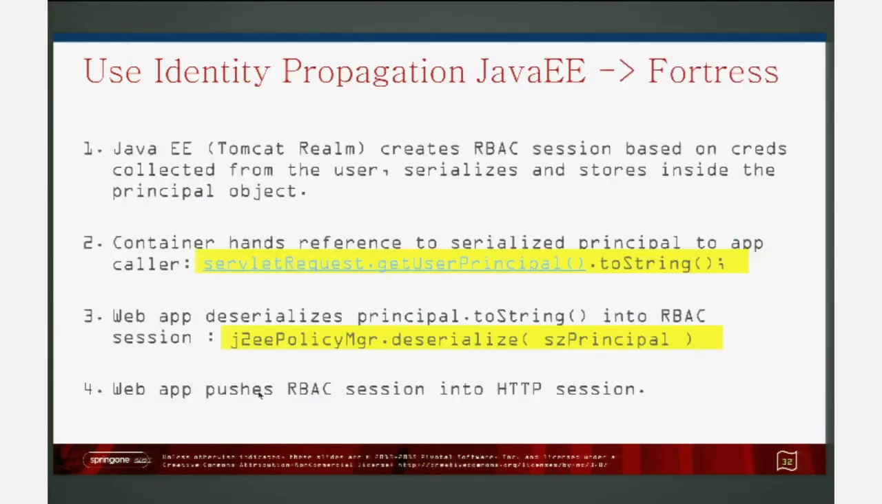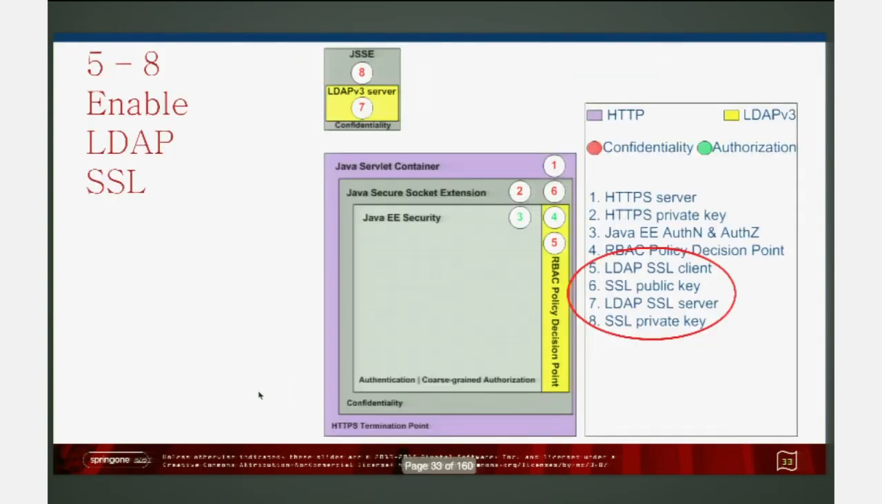Another thing we've got to think about inside this application, remember we've got many layers. There's Java EE all the way down. So we need to have a way in which to propagate that identity across. Authentication's happening inside the container, and then authorization's happening inside the app. They're not directly connected. So how do you get that to flow down? In this case, we are using the servlet getPrincipal API to return the principal to the application, and the application calls toString on that, which serializes it. And then the application calls a Fortress API to deserialize it into a proper RBAC session, which is then pushed into the HTTP session and made available for authorization later.